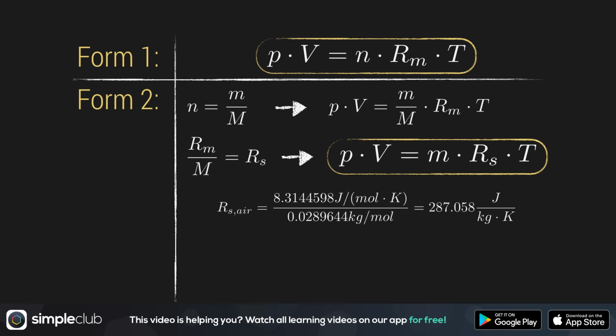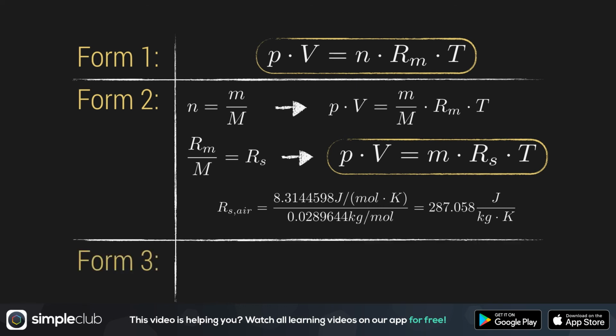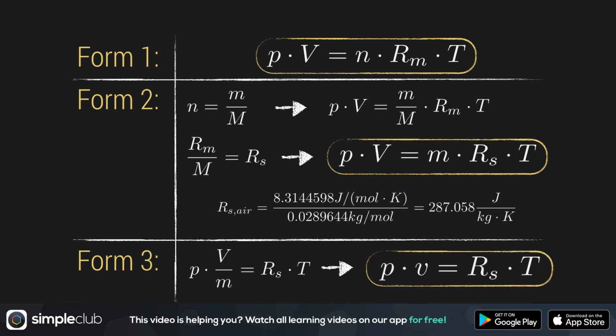You can get the Rs from tables or calculate it from the relationship between the universal gas constant and the molar mass. Depends on your mood, really. Now, if we divide the equation by the mass, we get a third important form. We also call volume divided by mass the specific volume for simplicity. And that's it. These 3 forms are frequently used in calculations, so it can't hurt to remember them.